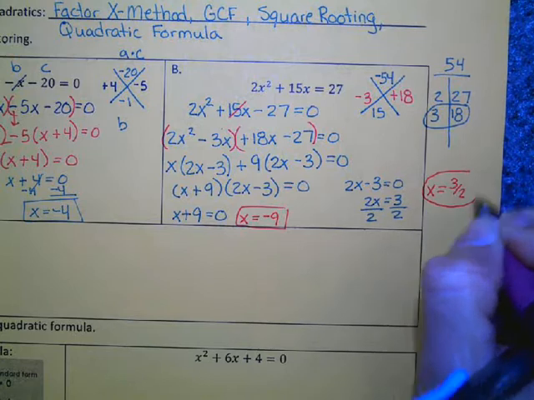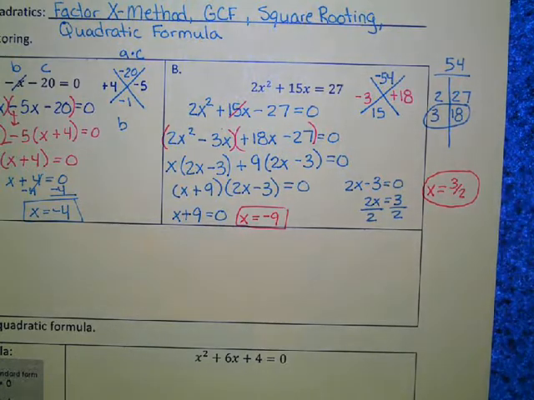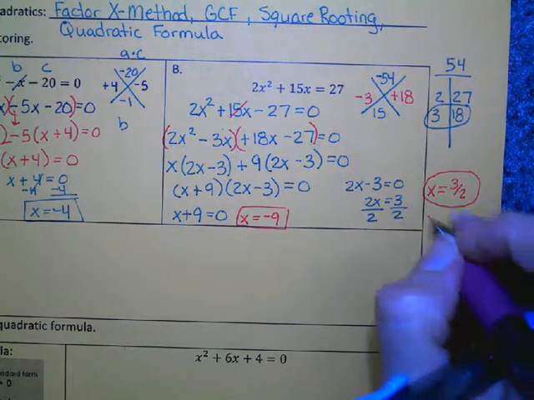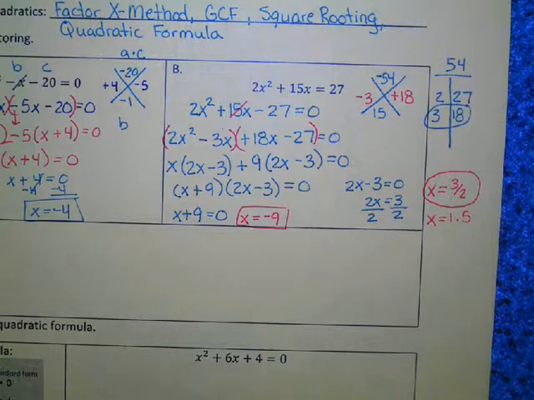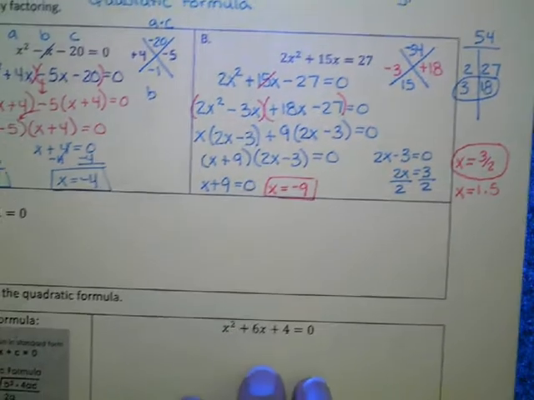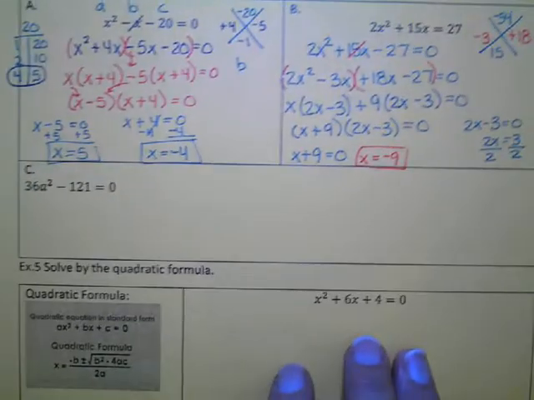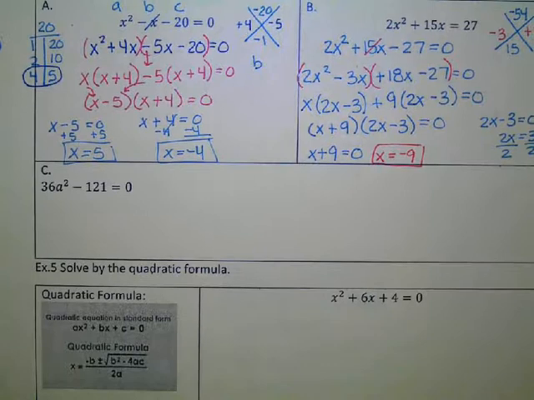But those would be the zeros. If I was going to graph it, I would probably say it's like 1.5 because that's easier to graph than 3 over 2. So, just depends what you're doing with your answers. Alright, this next one, we can do the x method, but 36 times 121 is 4,356, and that is a really big number. So let's look at these numbers.